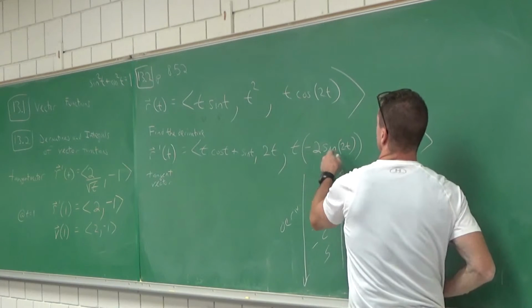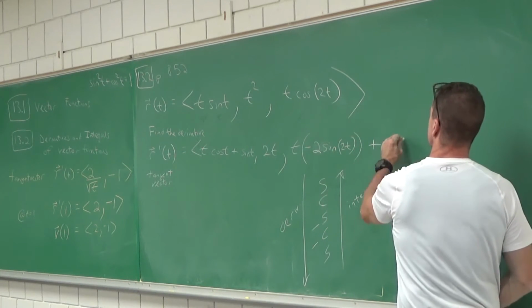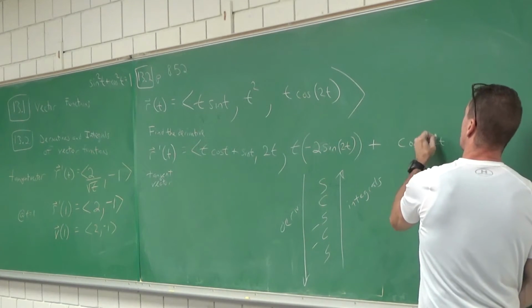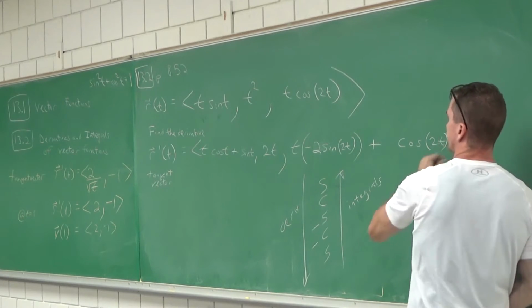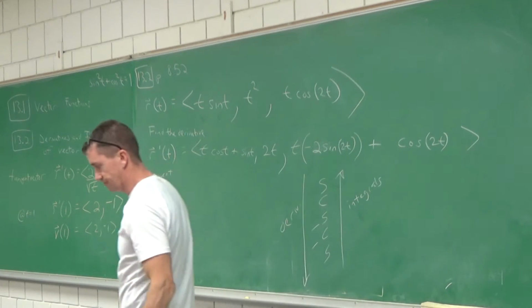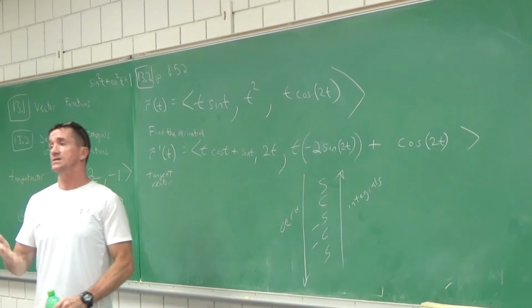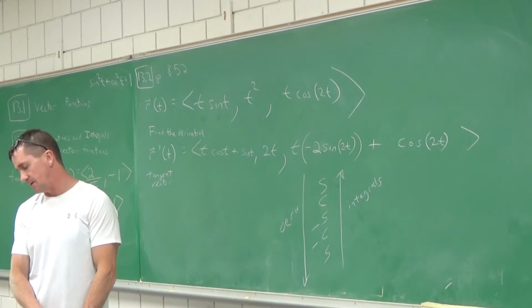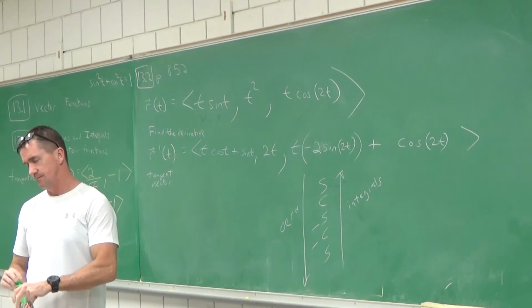So I'm going to finish up product rule. The first times the derivative of the second, plus the second times the derivative of the first, what's the derivative of the t? 1. So yeah. The tangent vector, that's the velocity vector. That's r prime of t. Cool.